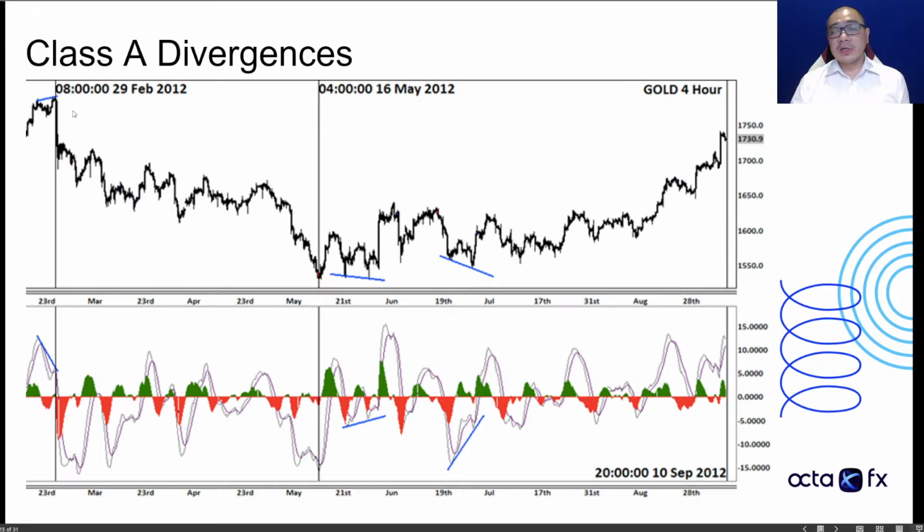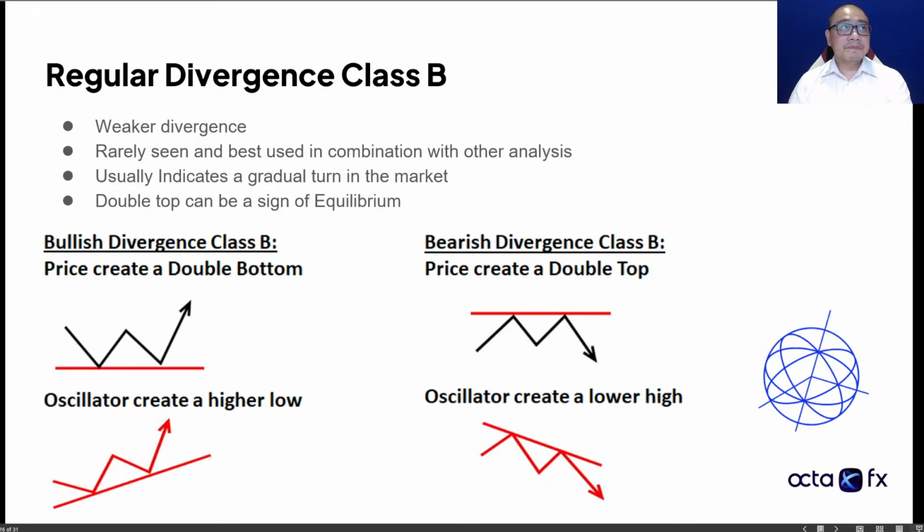So we have a bearish divergence at the top of an uptrend. We've got bullish divergences showing up at the bottom of the downtrend before it reverses up again. Okay, so very simple, very clear in terms of looking at regular divergences. Very easy to look at.